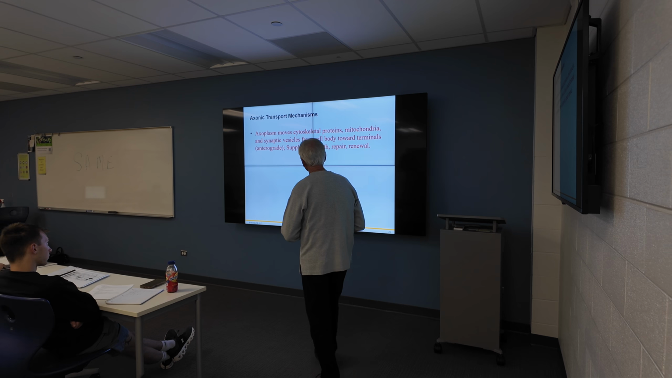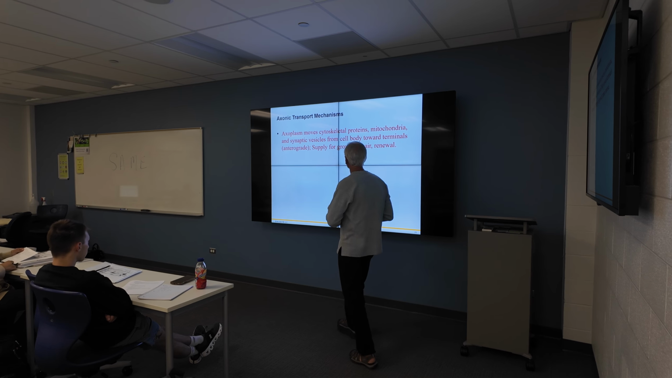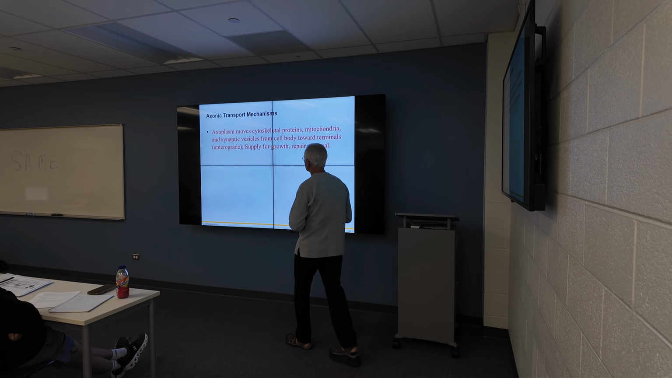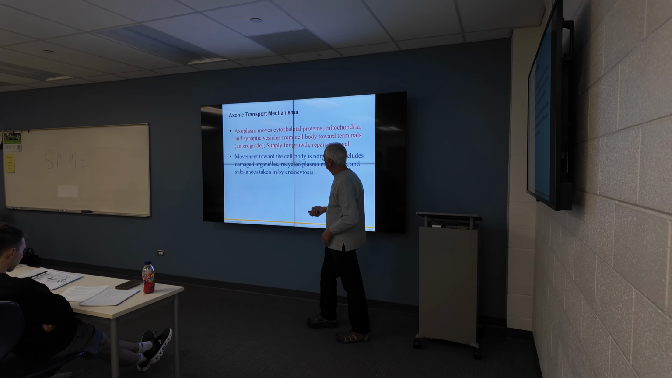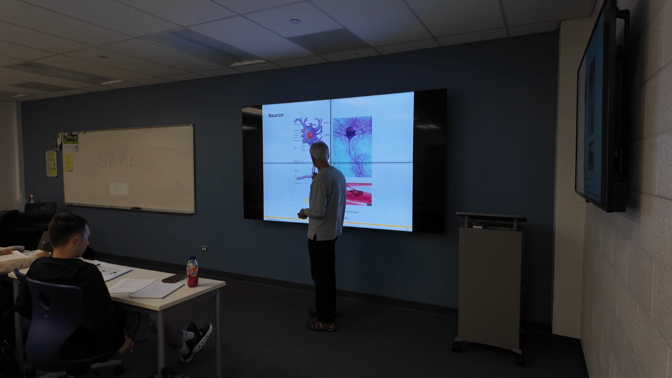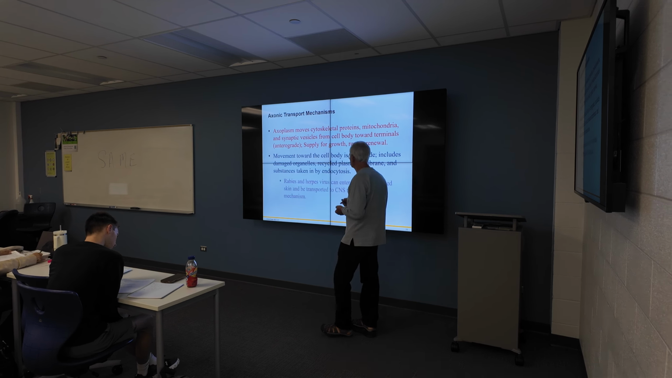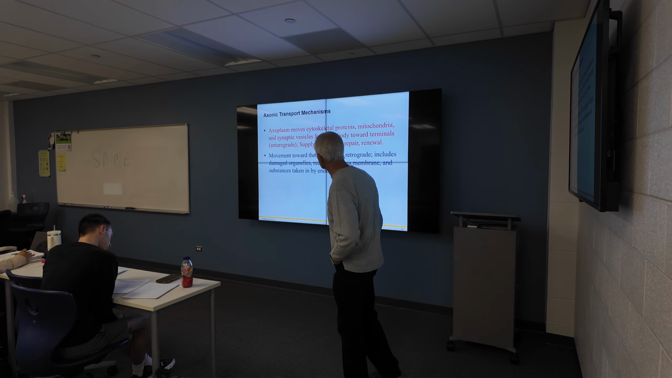Axonal transport mechanism, something about the axon. Axoplasm moves cytoskeleton proteins, mitochondria, and synaptic vesicles from the cell body toward the terminals. That's anterograde, supplying growth, repair, and renewal. Movement toward the cell body is retrograde. If things are going in the opposite direction, this is anterograde, this is retrograde. Retrograde transport includes damaged organelles, recycled plasma membrane, and substances taken in by endocytosis. Oftentimes we consider that this can be problematic when it goes retrograde, goes back.